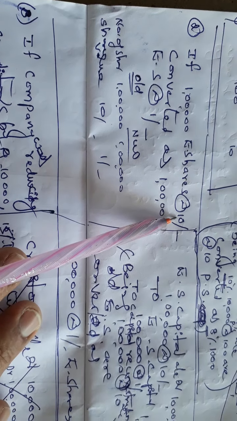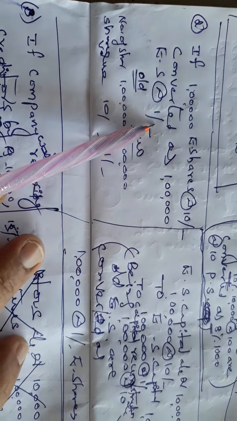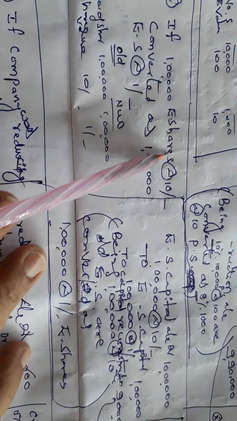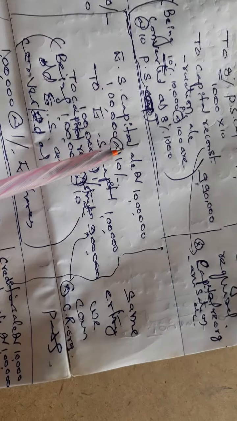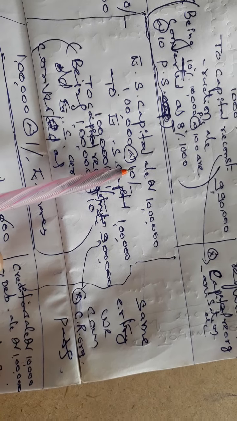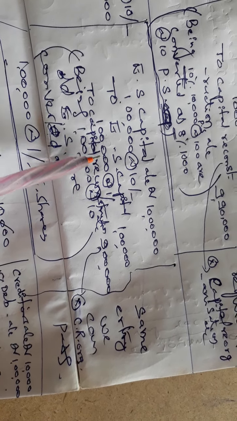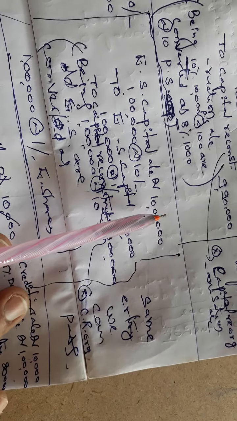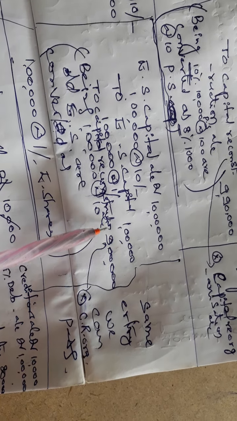Old share face value is 10 rupees. New share value is 1 rupee. So to do this activity in the company accounts books, this entry is required. Debit old share capital account, that is 1 lakh into 10. Credit new share capital account, that is 1 lakh into 1 rupee, 1 lakh. The difference between these 10 lakhs and 1 lakh equals 9 lakhs.